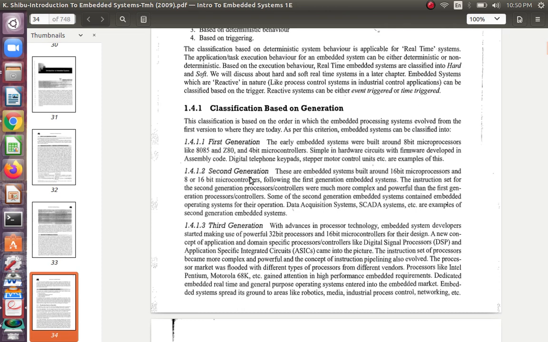In the second generation, these embedded systems were improved. Instead of 8-bit, we now have a 16-bit microprocessor and 8 or 16-bit microcontrollers. The number of bits doubled. The instruction set of the second generation processors or controllers were much more complex and powerful than the first generation. Now they were able to perform little bit more complex operations, especially in data acquisition systems, SCADA systems, etc.